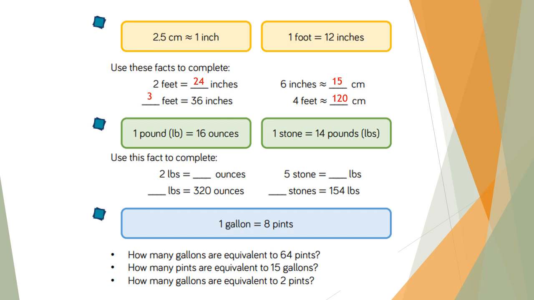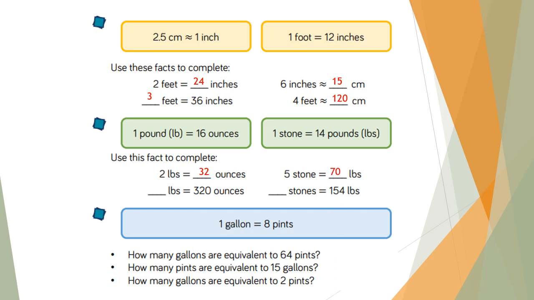1 pound, which can also be written as LB, is equal to 16 ounces and 1 stone is equal to 14 pounds. 2 pounds is equal to 32 ounces. To get from 1 pound to 2 pounds, we have to times it by 2. So 16 times 2 is 32.